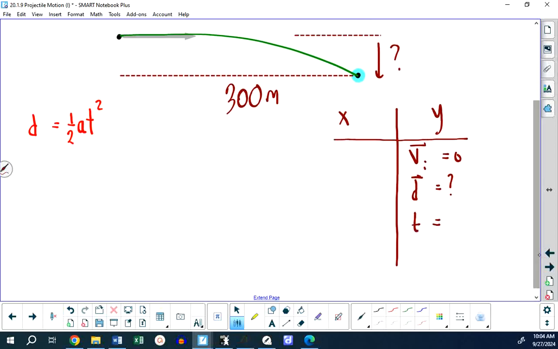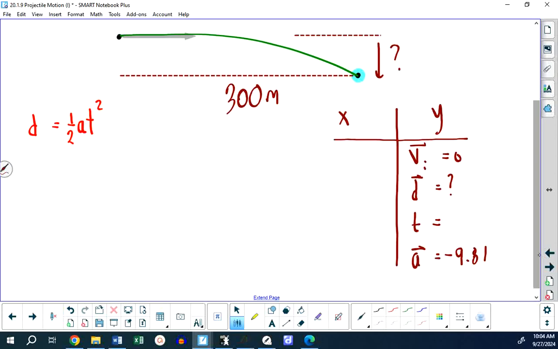T, we don't know, but we're going to need to know it to find D, I suspect. A is negative 9.81. And that's all we know about the vertical aspect of what's going on, about the Y components of what's going on. And as I've said before, but I will remind you, with kinematics equations, all those VI, VF, A, D, T things, you need 3 things to find a fourth. You cannot find anything if there's only 2.